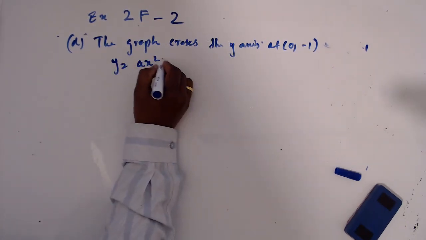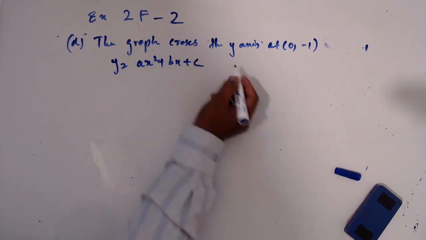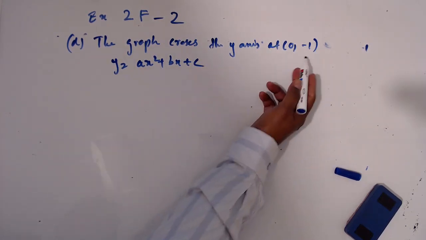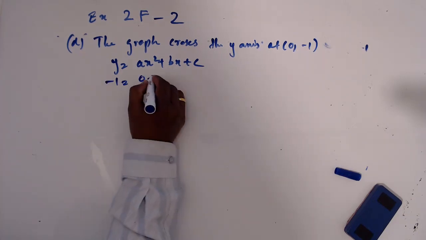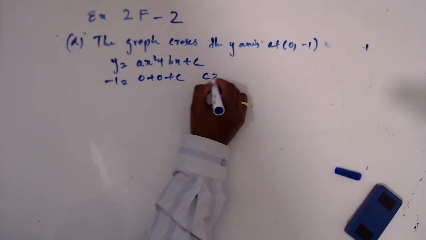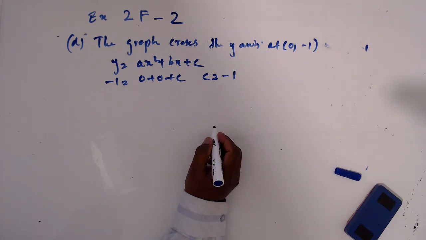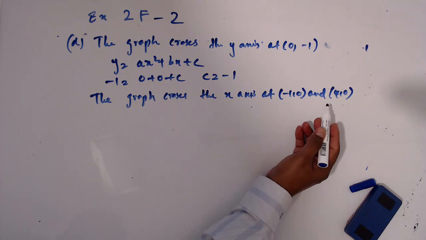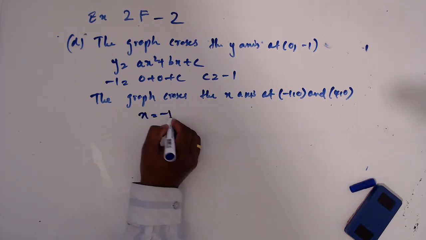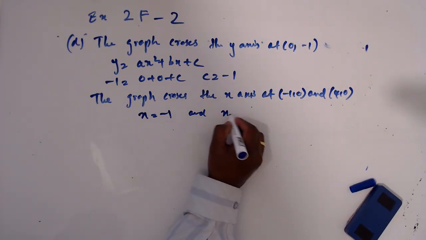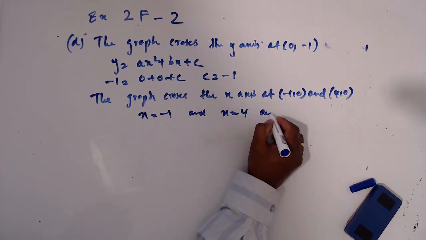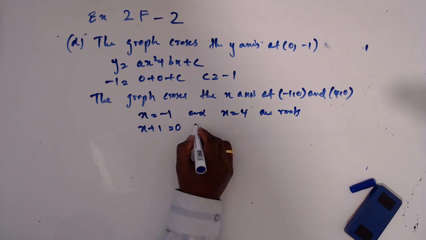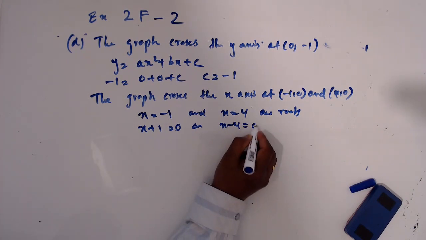The graph crosses y-axis at 0, minus 1. Y equal ax square plus bx plus c. So x is 0 and this is minus 1. 0 plus 0 plus c. C equal minus 1. The graph crosses the x-axis at minus 1, 0 and 4, 0, so x equal minus 1 and x equal 4 are roots.